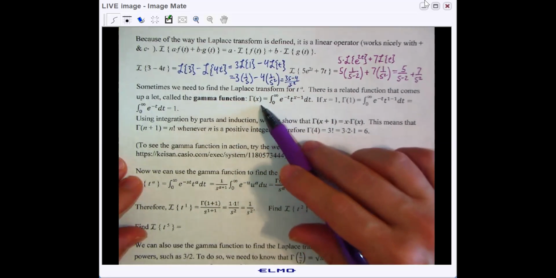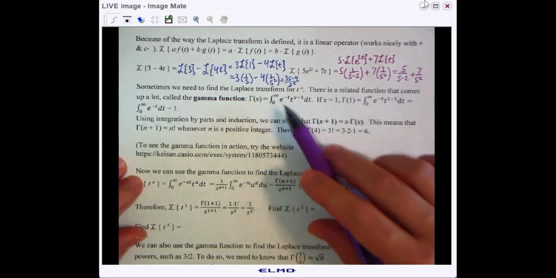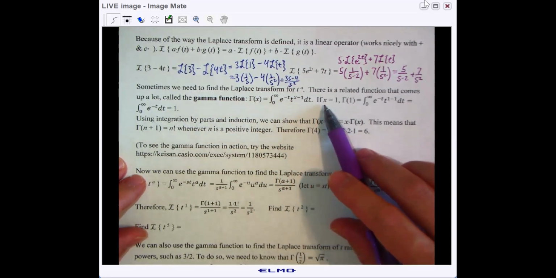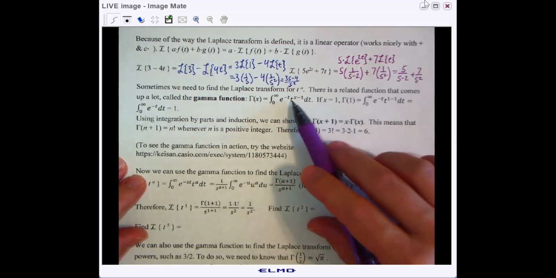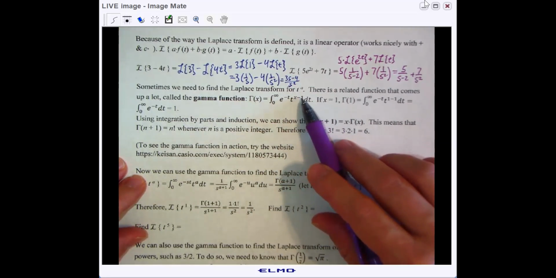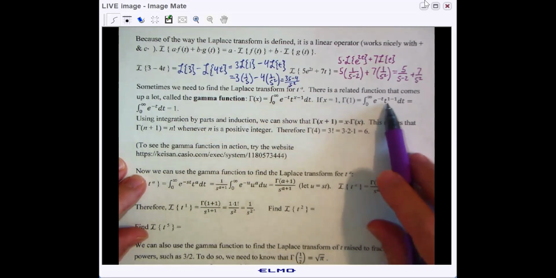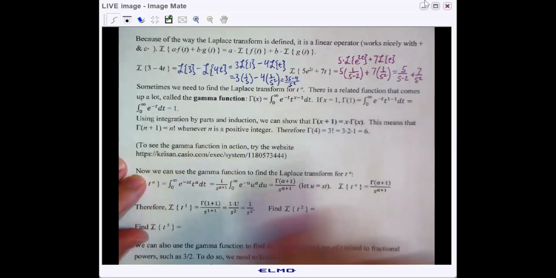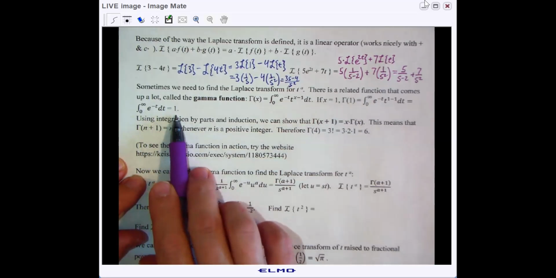The gamma of x is the integral from 0 to infinity of e to the negative t, times t to the x minus 1, dt. And let's just check and see what happens here. If we pop x equals 1 in there, we'll have t to the 1 minus 1, which is t to the 0. Okay. And then we'll just have the integral from 0 to infinity of e to the negative t dt, which we remember from calculus 2 is 1.